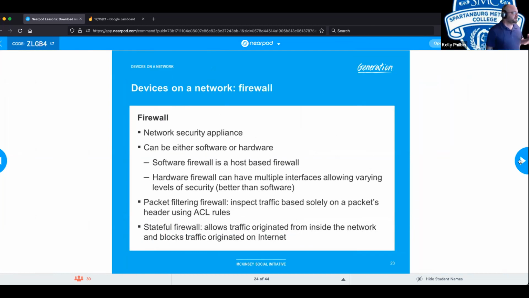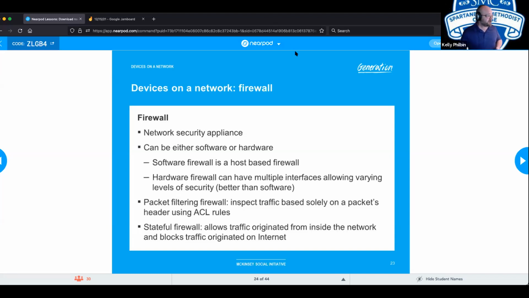Devices on a network, firewalls. So Steve kind of picked up on this. This can actually be software on an individual computer, or it can be a physical hardware device that you route all traffic through. Typically, you want to place a physical firewall on an edge of your network so that all communications must pass through it. Now, firewalls can have multiple interfaces, allowing for varying levels of security, and it is significantly better than software.